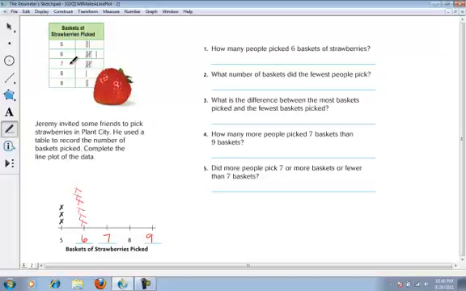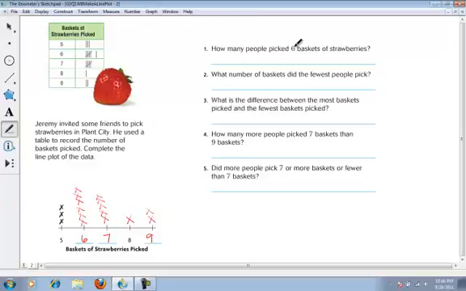How many people picked 7 baskets? You're right, 5. 1, 2, 3, 4, 5. How about 8 baskets? Oh, just 1. How many people picked 9 baskets? 2 people did. So now let's see if we can answer these questions.